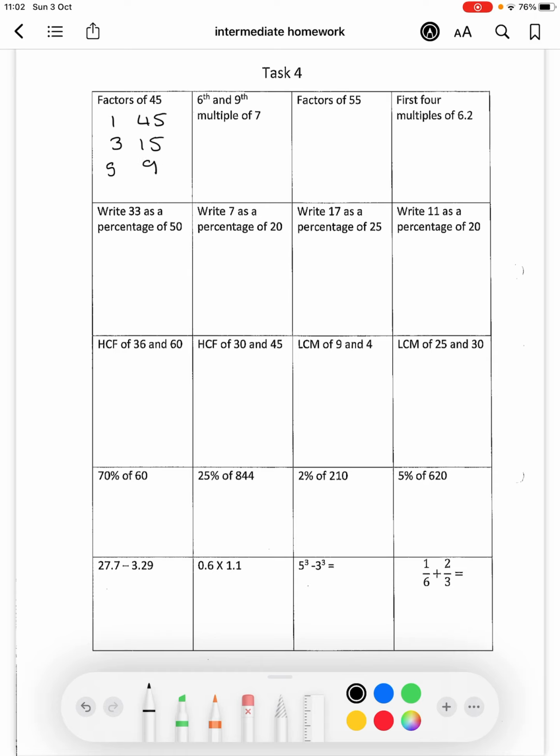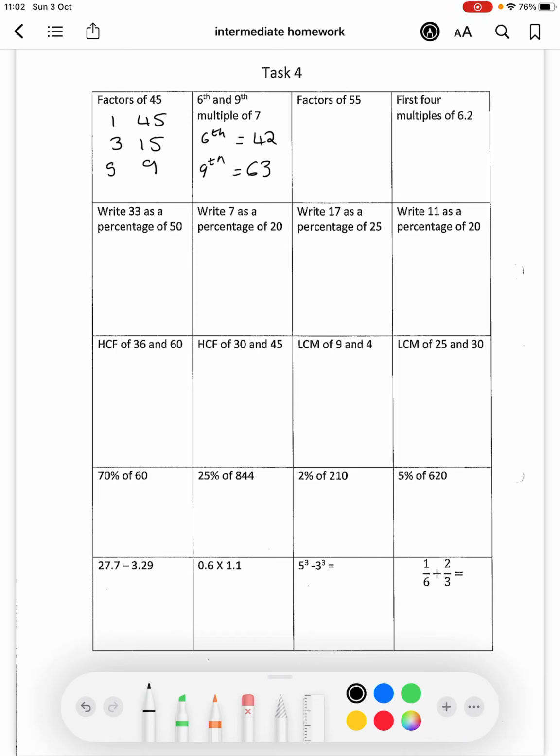So a lot of people might forget about 3 and 15, so don't forget to go through all the numbers and think about if they're in timetables. So next is find the 6th and 9th multiple of 7. So the 6th would be 6 times 7, which is 42. And the 9th would be 9 times 7, which is 63.